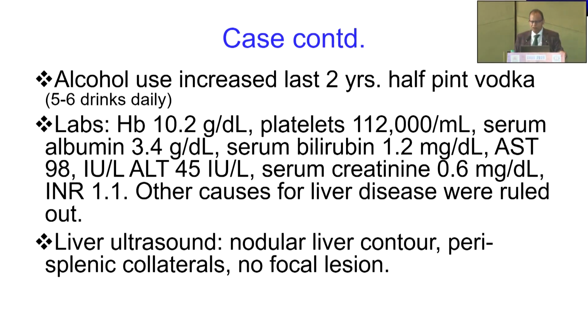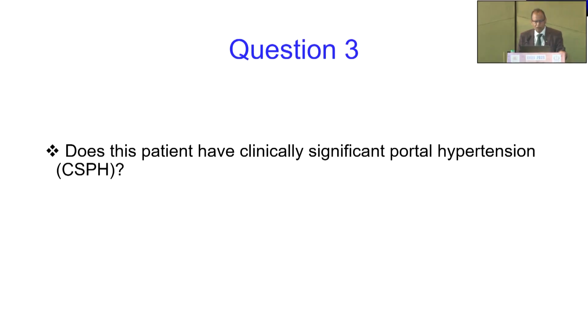She has thrombocytopenia, she has anemia, her synthetic function is abnormal, her liver ultrasound shows classical nodular cirrhosis, and she also has perisplenic collaterals without a focal lesion. Question 3 is, does this patient have clinically significant portal hypertension?